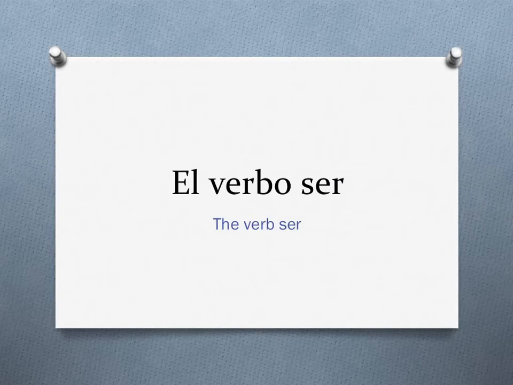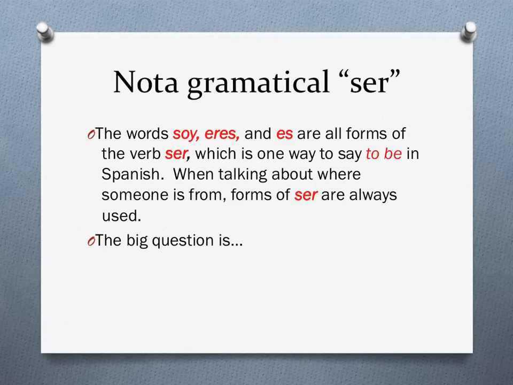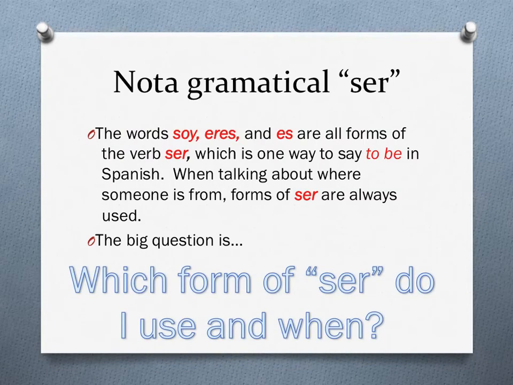El verbo ser. I know you could hardly wait to do this with me this afternoon. The verb ser. Nota gramatical on ser. The words soy, eres, and es are all forms of the verb ser, which is one way to say to be in Spanish. When talking about where someone is from, forms of ser are always going to be used. The big question is, which form of ser do I use and when do I use that form of ser? And that's what I'm going to teach you today, hopefully.